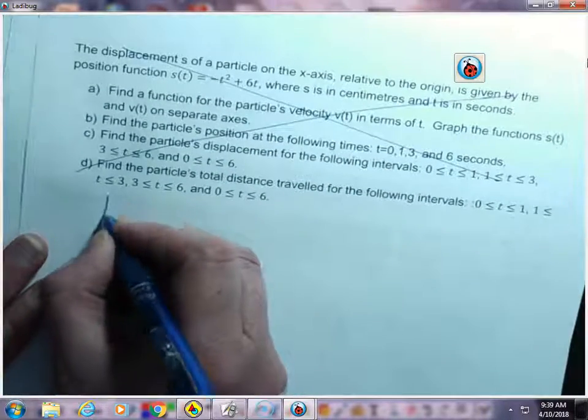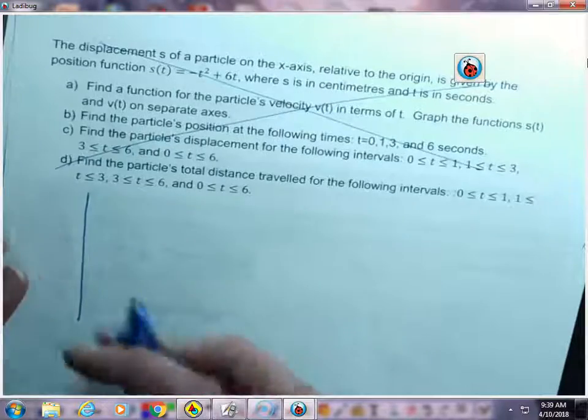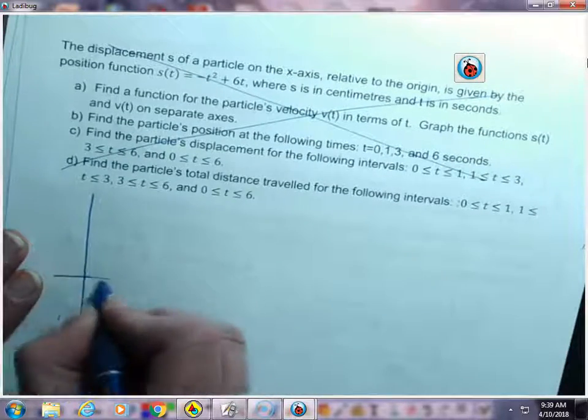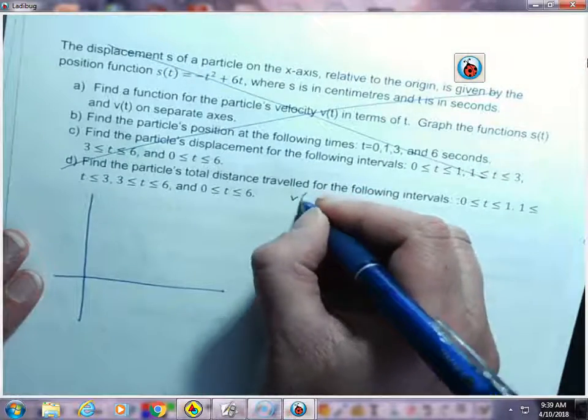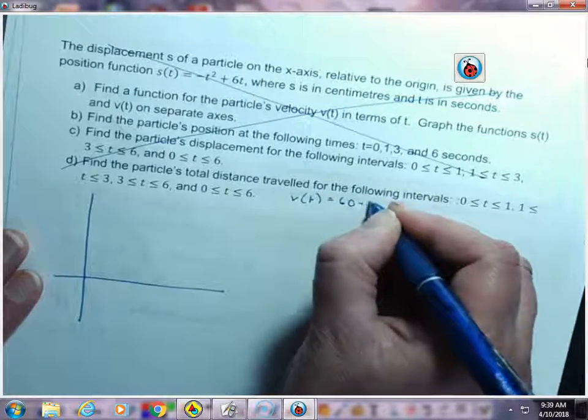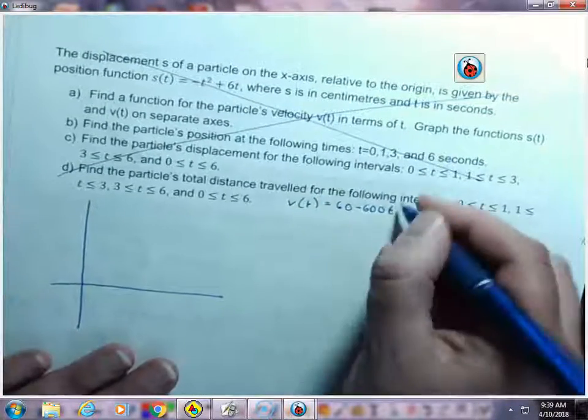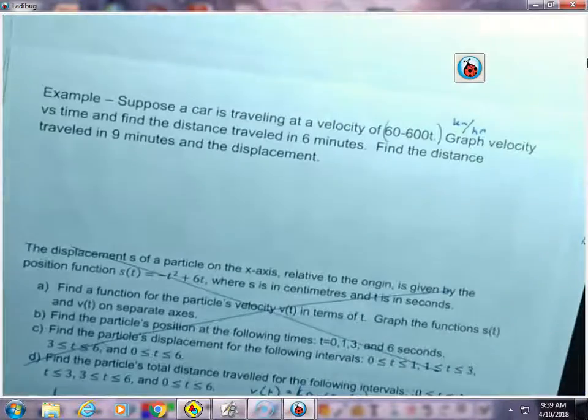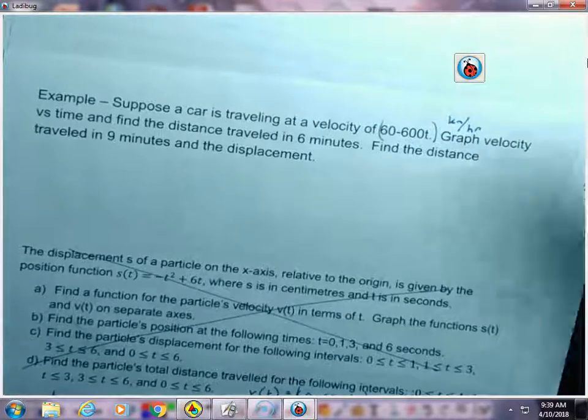I think I'm going to graph it down here because I'll have plenty of room. Okay. I'll just write right here the velocity equation. Sure. Give me a minute for that.